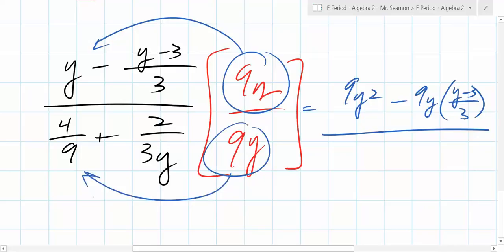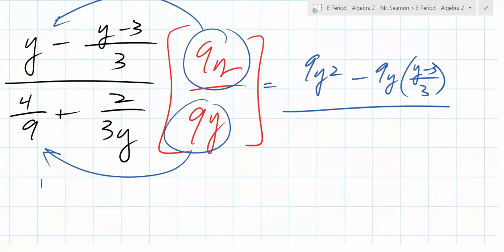Mar, what's 9y times 4 over 9? Mar, put the pen down. Put it down. Look at the screen. Tell me what 9y times 4 over 9 equals.